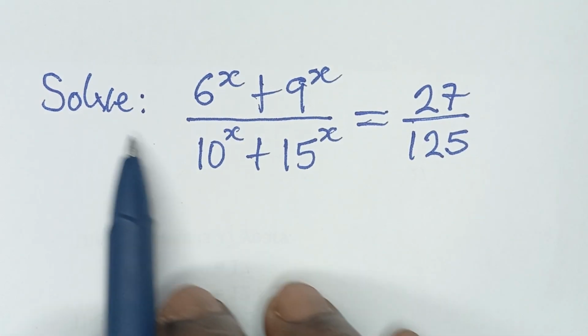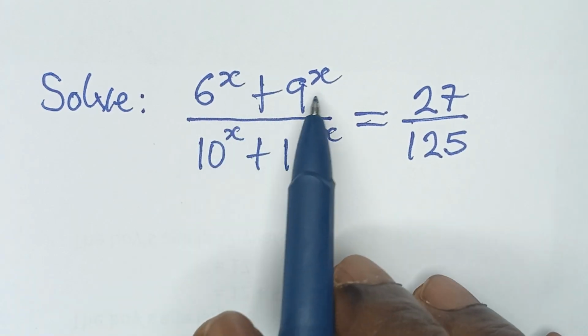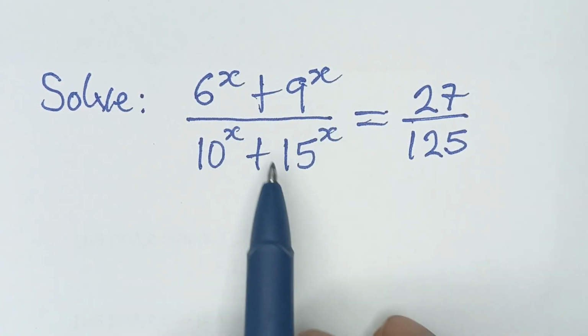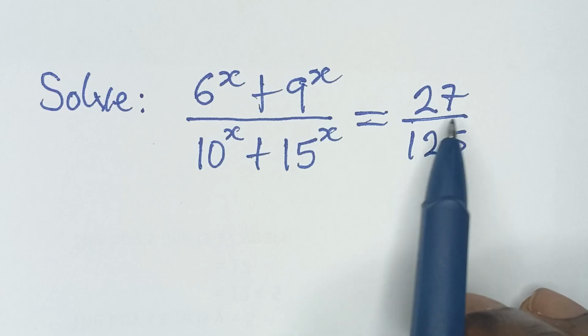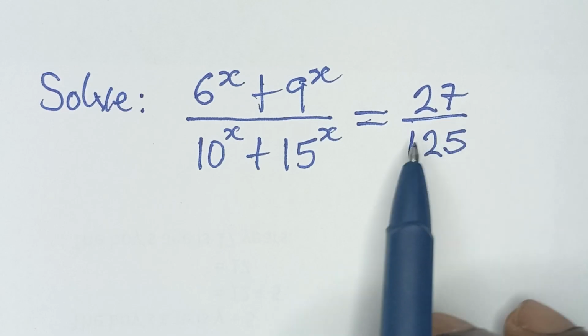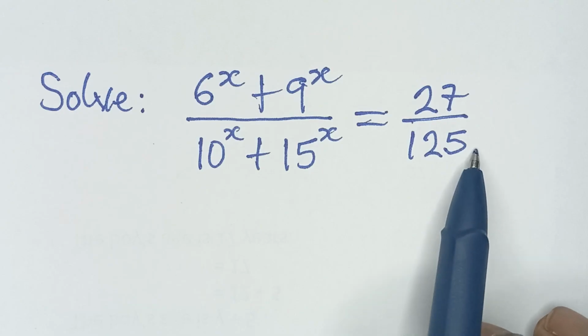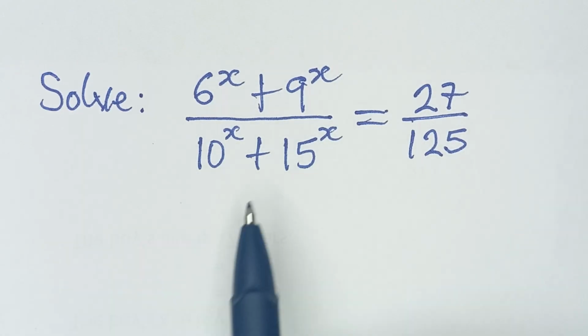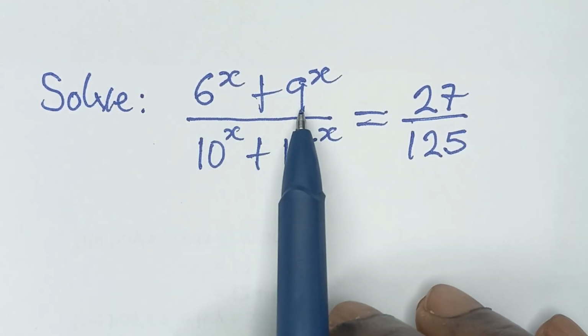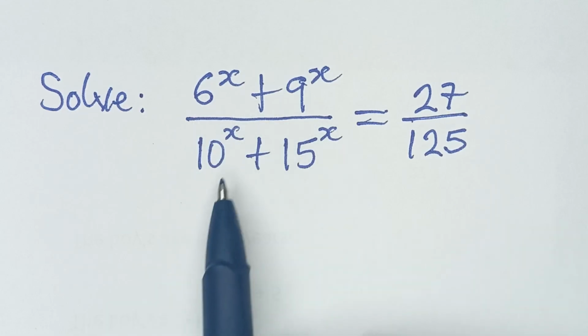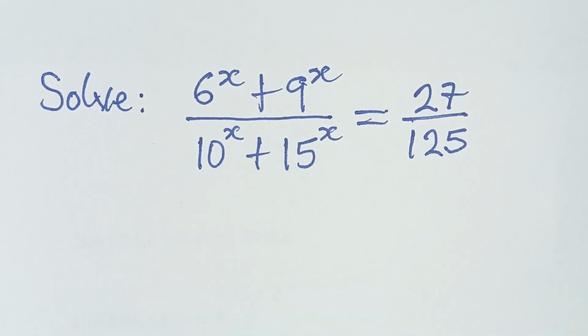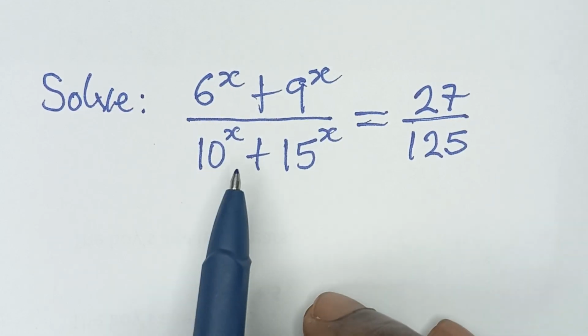The question here says solve (6^x + 9^x) / (10^x + 15^x) = 27/125. Now for us to solve this, what we need to do is to break these numbers to their factors. These 6, 9, 10 and 15, we are going to break them to their factors.